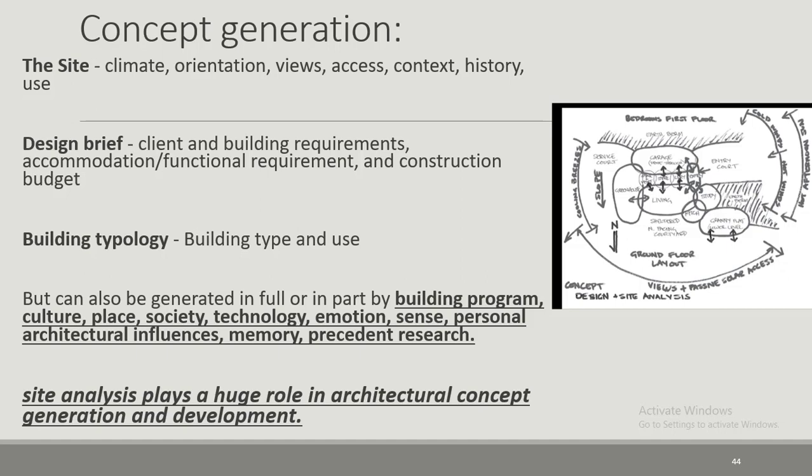You can generate from the site considering climate, orientation, views, access, context, history, use, or from design briefs such as client and building requirements, accommodation, functional requirement, and construction budget or building typology. But it can also be generated in full or in part by building program, culture, place, society, technology, emotion, sense, personal architectural influences, memory, and precedent research.